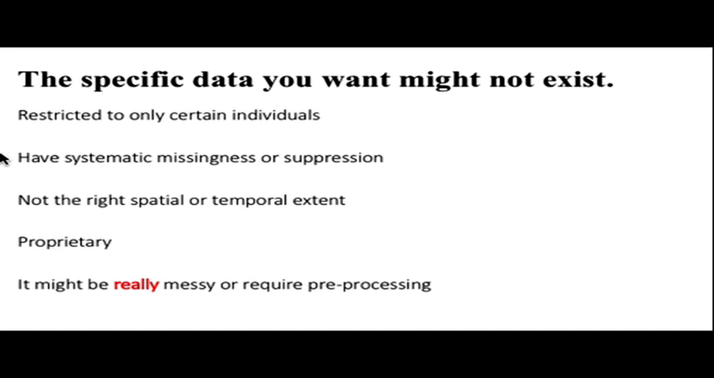So the only problem with looking for data after you find the question is that the data that you want might not exist. So maybe it only has some of the people that you want. Maybe it has systematic missingness or suppression. Does anyone want to tell me what suppression is in terms of like data context? Anyone have a good sense?